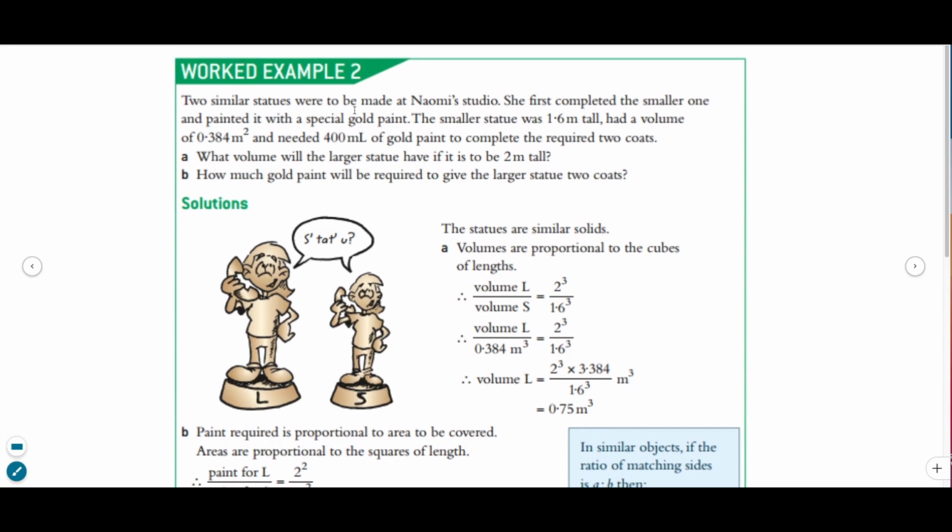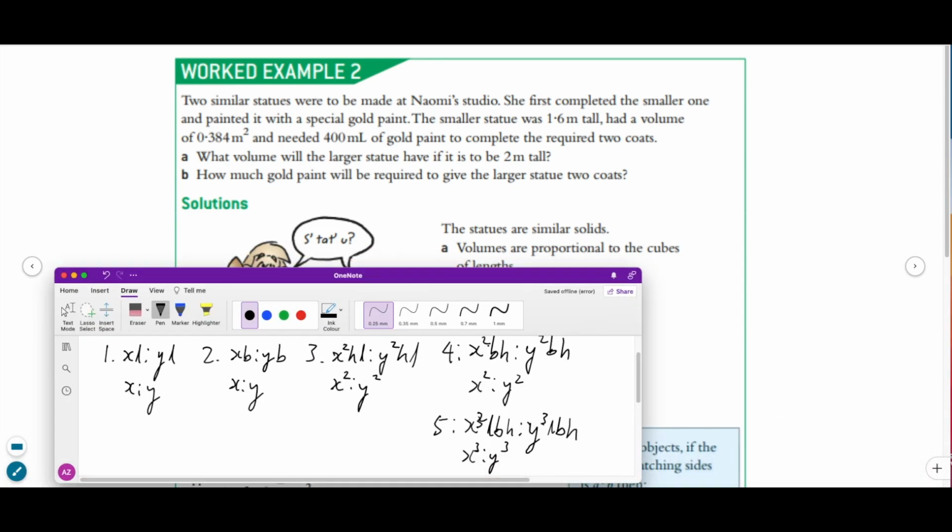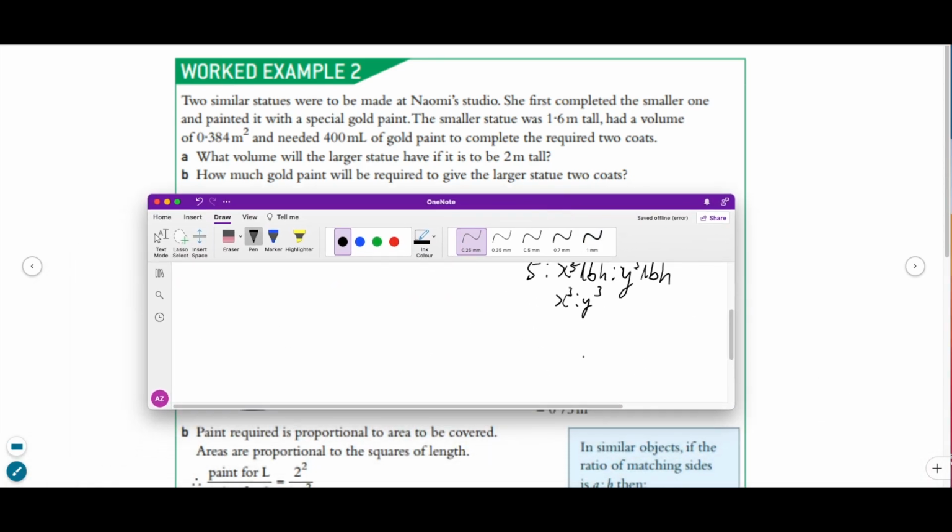Okay. Now let's look at the next question. Two similar statues were made at Naomi's studio. Okay, so I'm just going to put this up again. I'm going to put it here so I can do it.